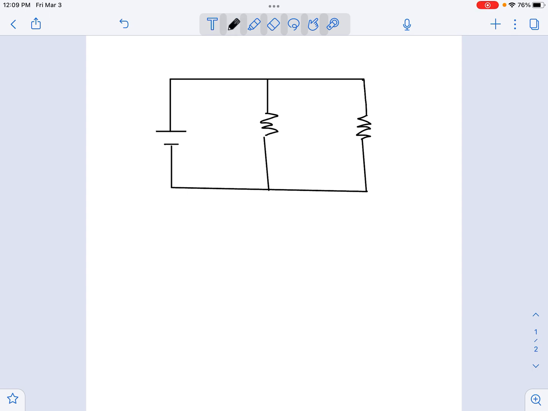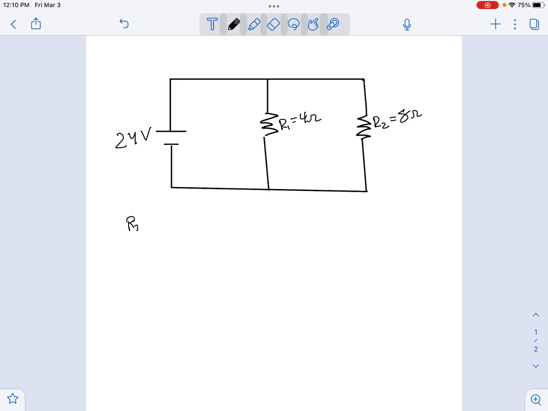So now, let's say we have R1 is equal to 4 ohms, and R2 is equal to 8 ohms, then let's make this 24 volts. Okay, so go ahead and pause the video and try to solve it.